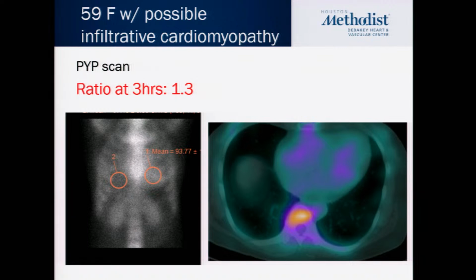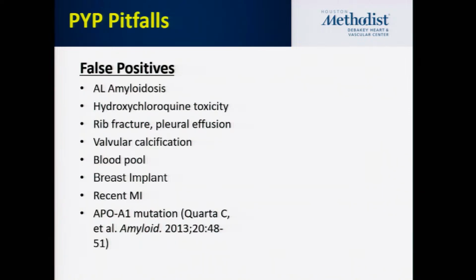So personally, I think PYP imaging should only be done on SPECT CT. The guidelines now make SPECT highly recommended, but hopefully that will be changing in the future. You need to be aware of many false positives and false negatives. One of the false positives is AL amyloidosis.